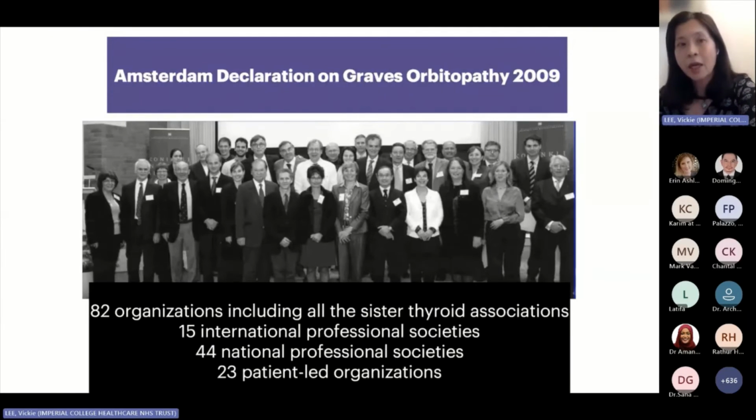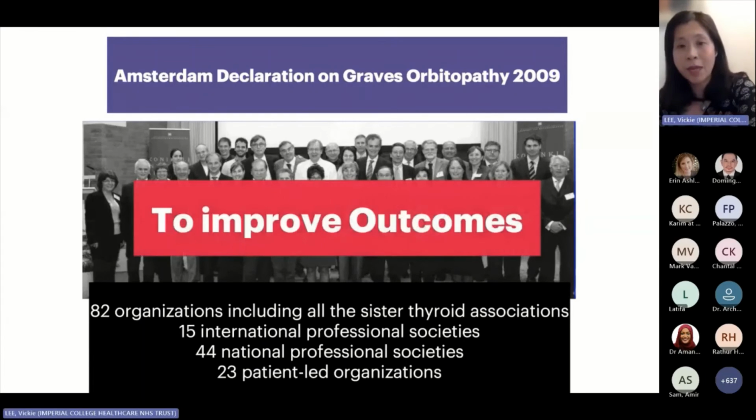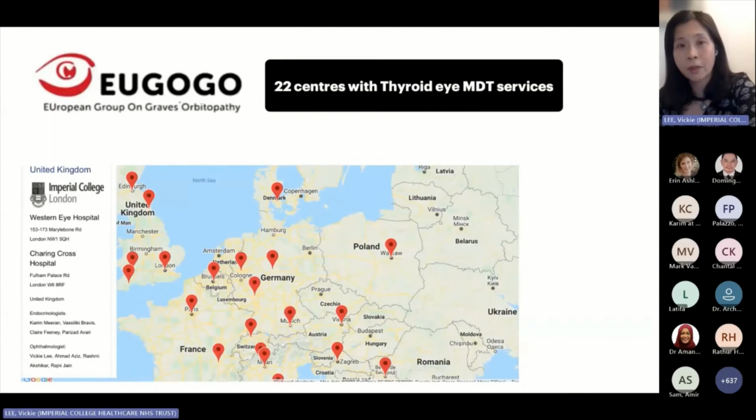In this even bleaker study from Denmark, it was found that TED patients are 3 times at risk of dying from suicide compared to patients without any hypothyroidism, and twice as likely in patients who have Graves' disease without the eye disease. The Amsterdam Declaration in 2009, almost 15 years ago, recognizes the lived experience of our patients and the accessibility of effective, timely treatments. And the main aim was to try to improve outcomes.